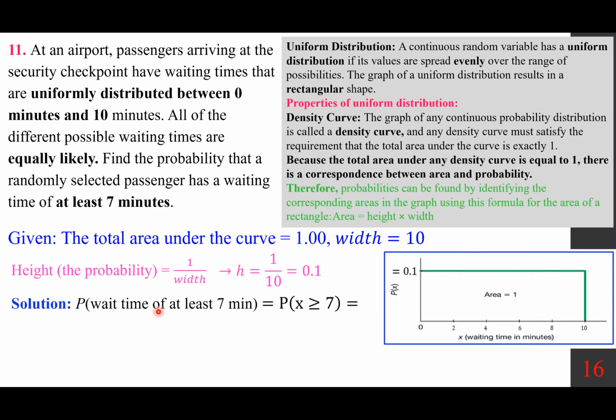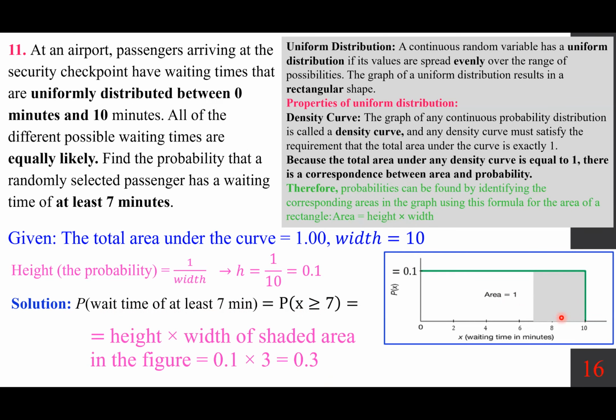Probability of a wait time of at least 7 minutes. That means the probability of x larger than or equal to 7. So we find 7 and we go to the right. We want this area, which is the height, 0.1, times the width. From 7 to 10, the width is only 3. And the answer is 0.3.